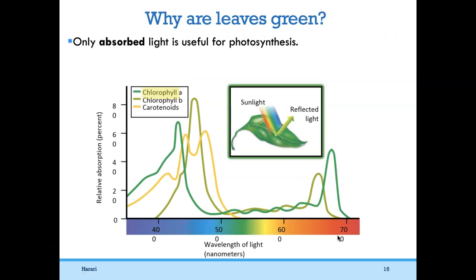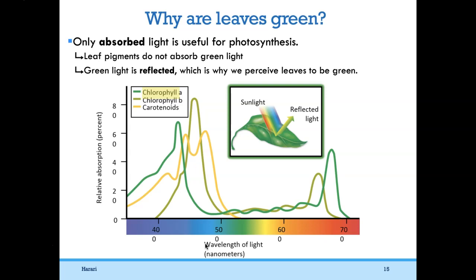This helps explain that only absorbed light is useful for photosynthesis. Only the blues, violets, and reds are going to be useful for photosynthesis. So leaf pigments do not absorb green light. They just can't use it. The green light part of the visible spectrum just doesn't do anything for chlorophyll. It can't power the electrons in chlorophyll. This is why leaves look green, because the green light can't be used by the plants.